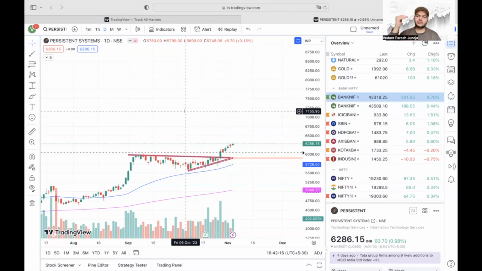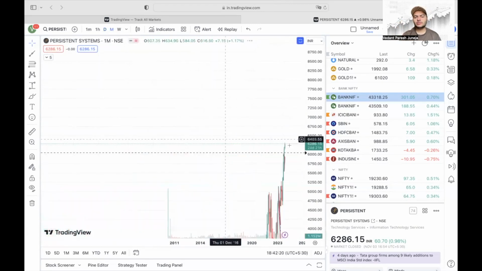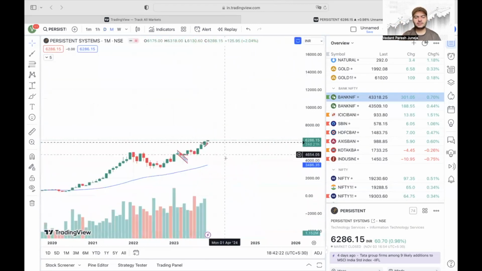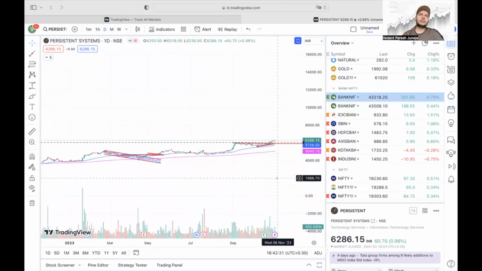For example, you can add equity in every dip you want. Persistent also looks quite well. It's at all time highs. I have a target for persistent around 7,000. So you can look at this chart. Also, you can go back to my videos.